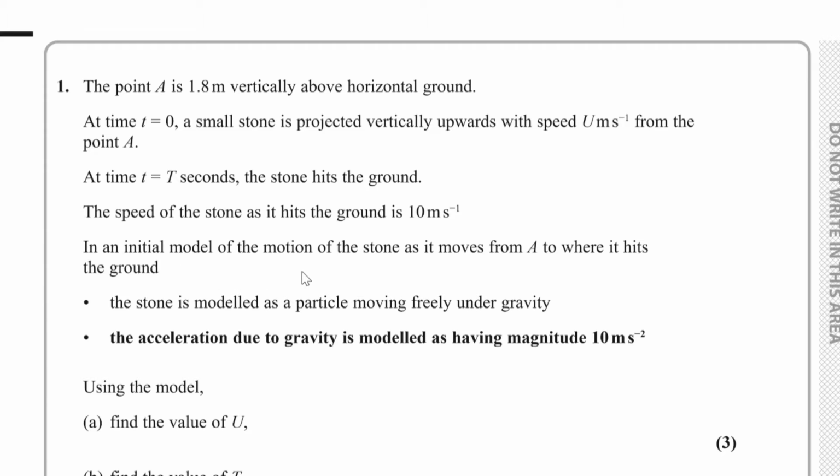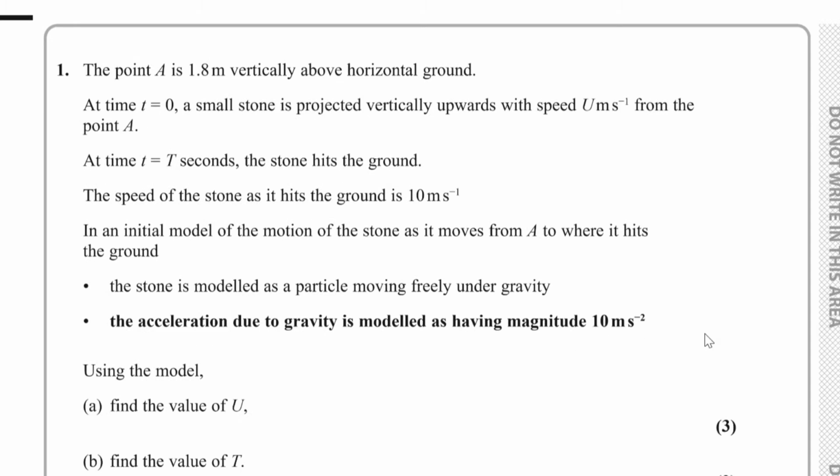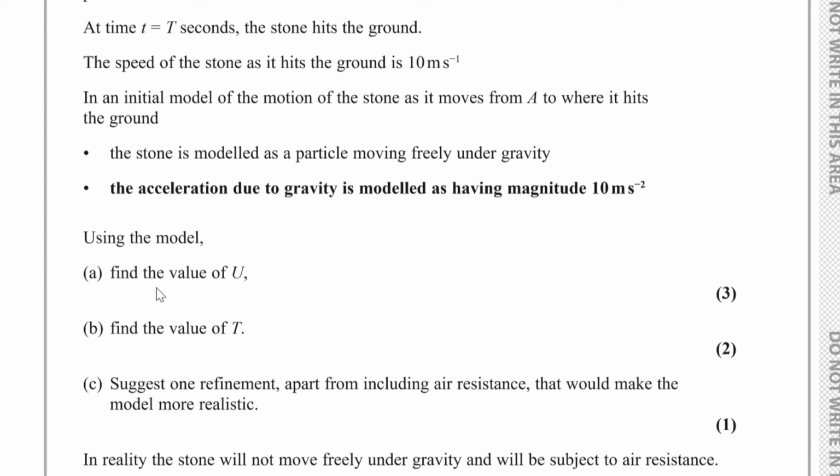In an initial model of the motion of the stone as it moves from A to where it hits the ground, the stone is modelled as a particle moving freely under gravity. The acceleration due to gravity is modelled as having magnitude 10 meters per second squared. Using the model for part A, we have to find the value of u.